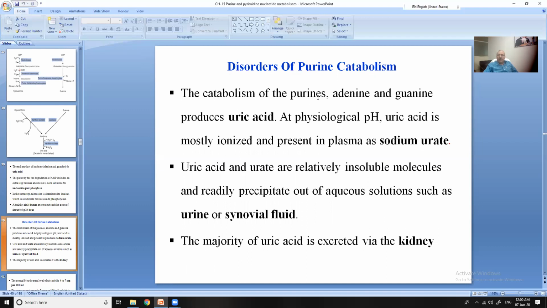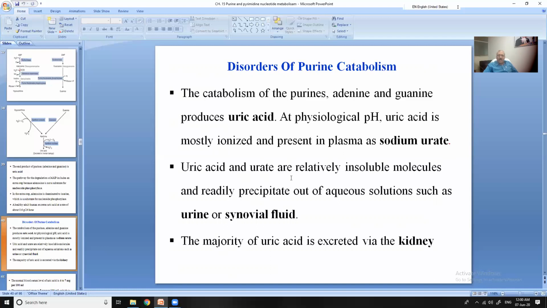The catabolism of purines, meaning adenine and guanine, produces uric acid. At physiological pH, your body pH, uric acid is mostly ionized and present in plasma as sodium urate. I told you that adenine and guanine both are giving us uric acid via the xanthine. And at physiological pH, uric acid is mostly ionized and present in plasma as sodium urate.